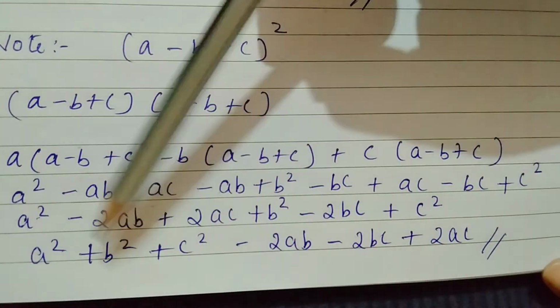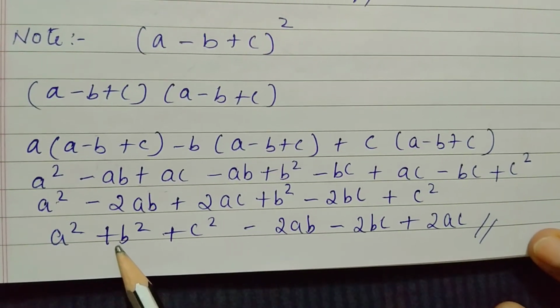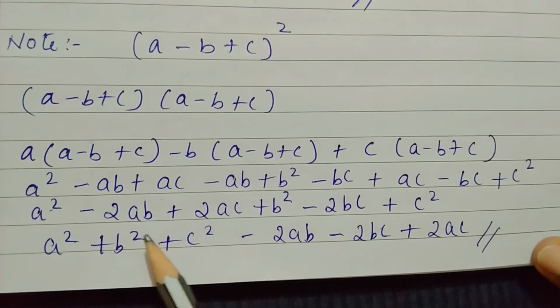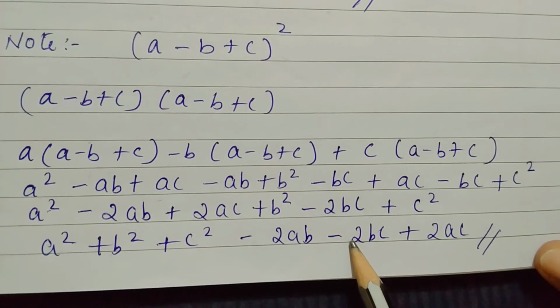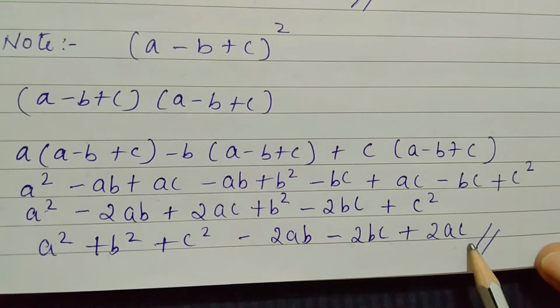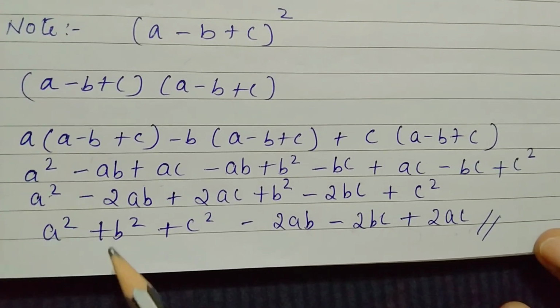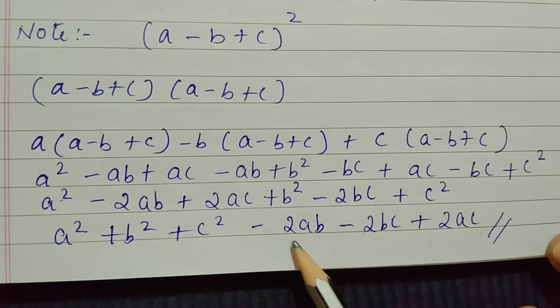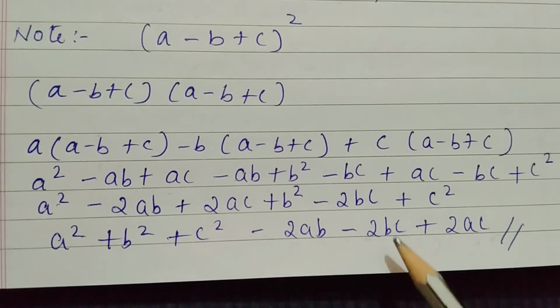Now we will order it. We will make it in our order. A square plus b square plus c square, minus 2ab, minus 2bc, plus 2ac. The order is ab, bc, ac. So you have to order it. So a square plus b square plus c square, minus 2ab minus 2bc plus 2ac. So this formula is used.